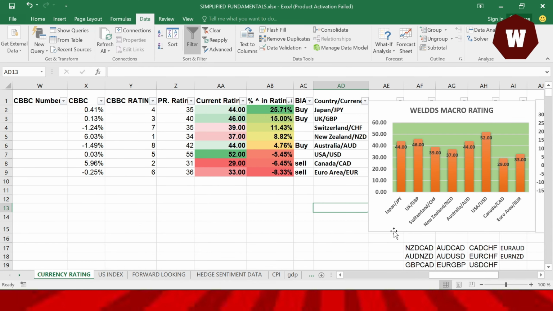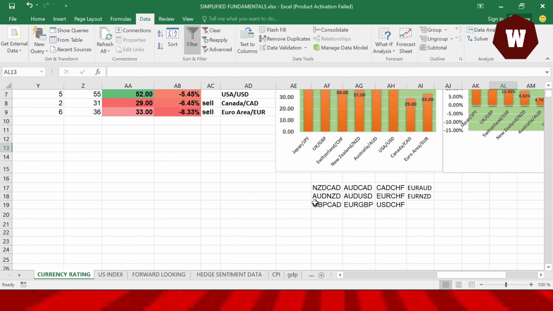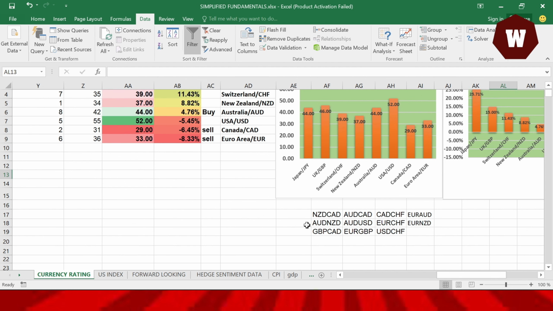Based on that rating, you can now see some of the currency pairs that are on my watch list. So something like New Zealand dollar CAD, I'll be expecting a buy. AUD New Zealand dollar, both of them are strong, but New Zealand is stronger than AUD, in the rating after the AUD dropped their CPI this morning. Now AUD US dollar, I'm expecting a buy on AUD US dollar.